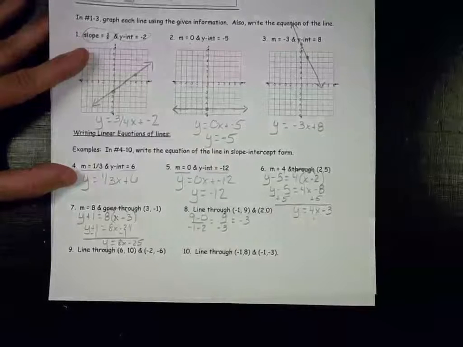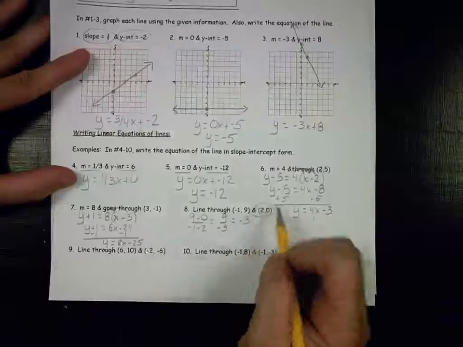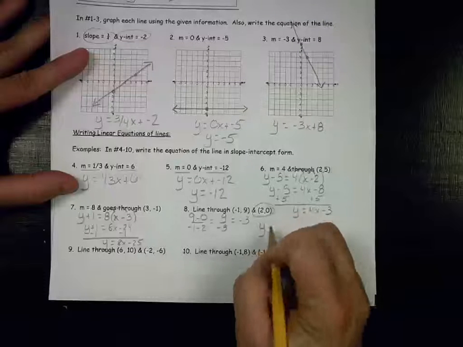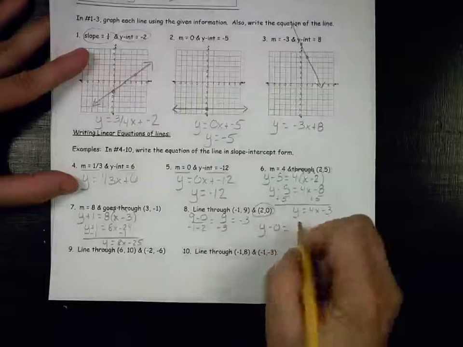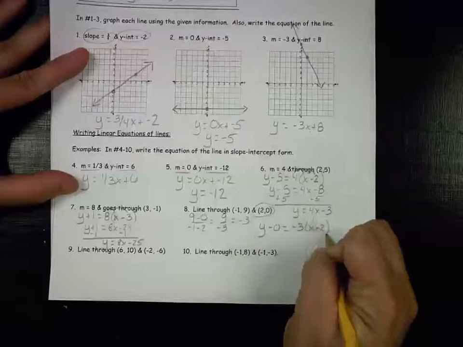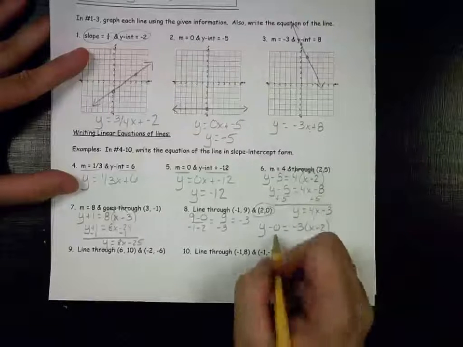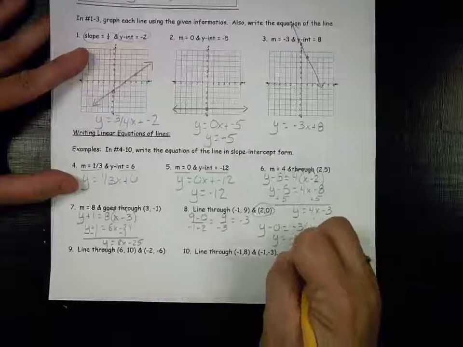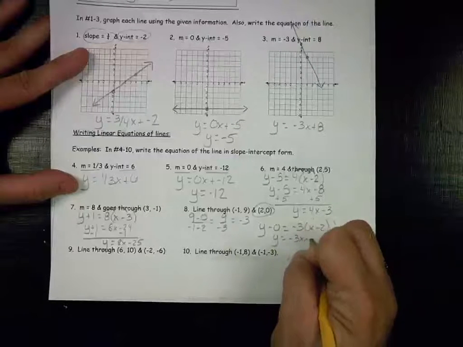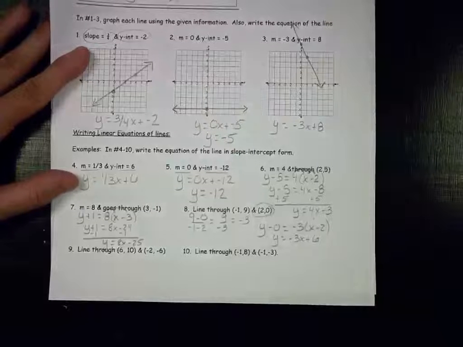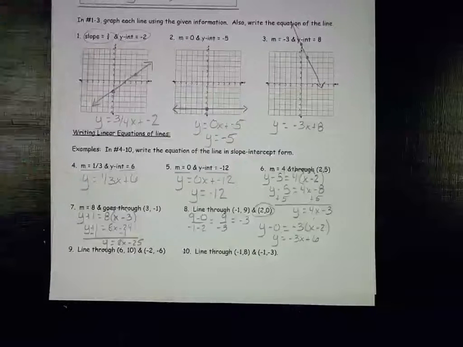And you can pick either point to use. This one has a 0 in it, so it might be easier. Y minus 0 equals negative 3 times x minus 2. The minus 0 cancels out, and that will become negative 3x plus 6. Slope-intercept form.